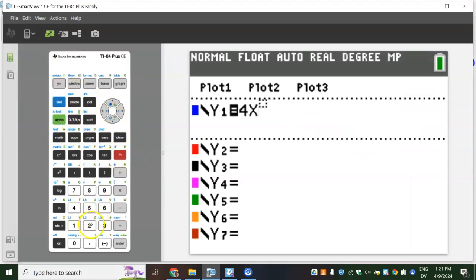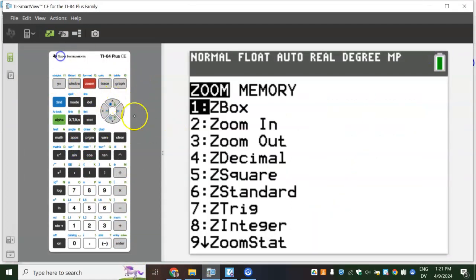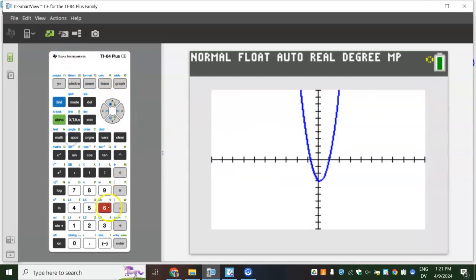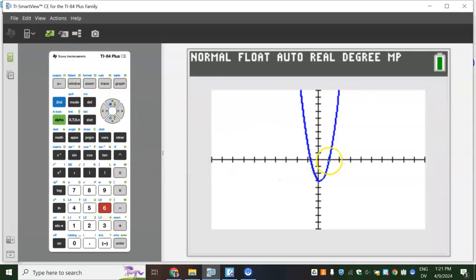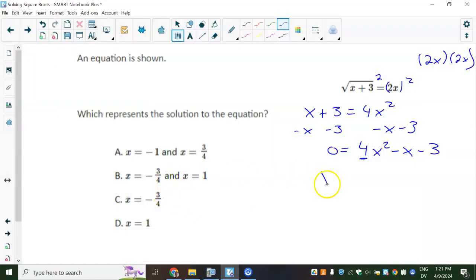4x squared minus x minus 3, and then hit graph. My window's all messed up, so I'm going to zoom it back to the standard window. And it looks like it's crossing at about 1. And based on the answer choices, I'm going to say that's negative 3/4. So let's go back and look here. I got x equals 1 and x equals negative 3/4.